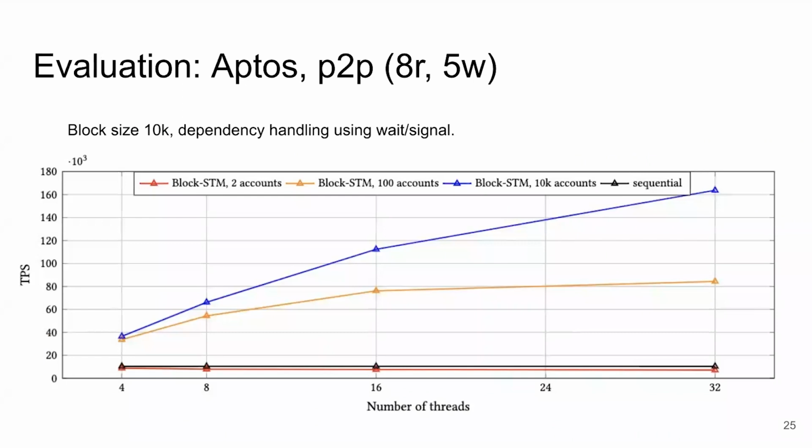So the thing that I wanted to demonstrate here: Aptos peer-to-peer transactions are a bit lighter. It has like 8 reads, 5 writes. Again, one thing is showing the scalability with the number of threads. But I think the important point here is the line here, right? Even with a fully sequential load, it's like 10, 20%, if I remember correctly, slower than the sequential execution.